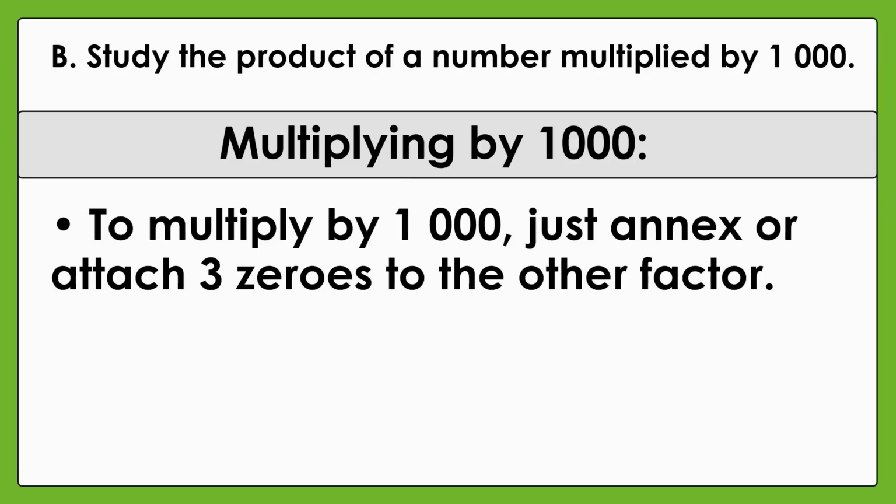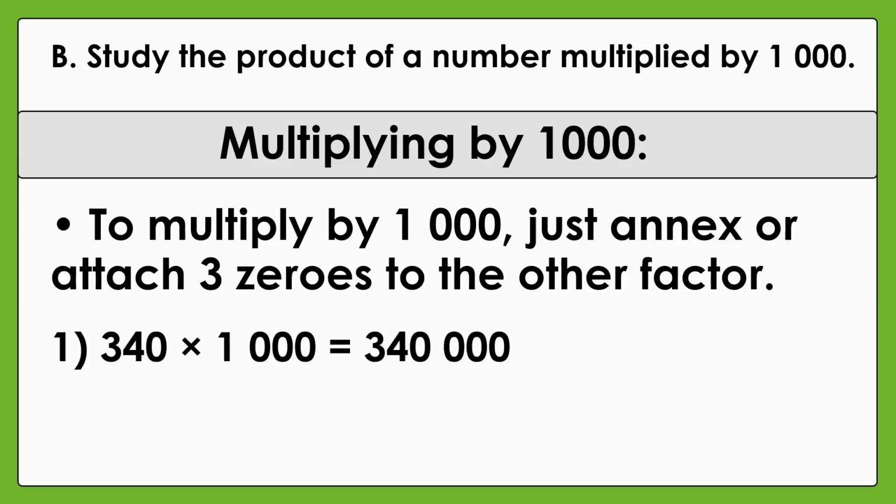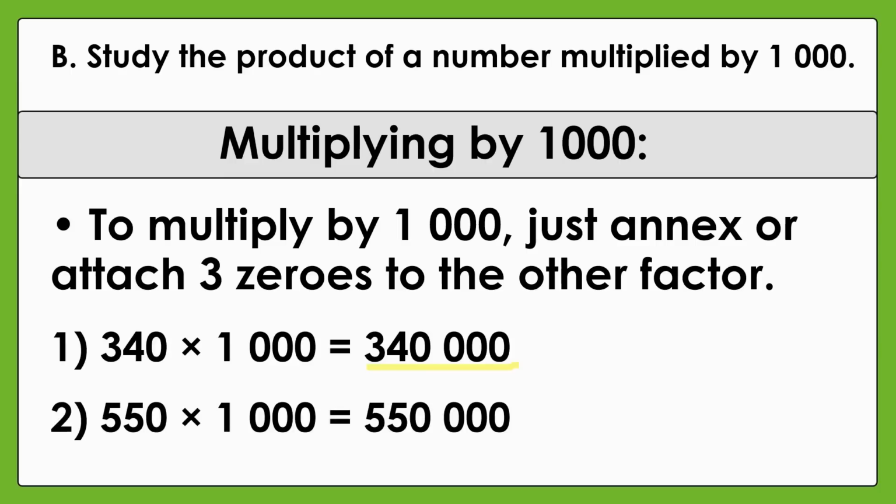Multiplying by 1,000. To multiply by 1,000, just annex or attach 3 zeros to the other factor. Example number 1, 340 times 1,000 is equal to 340,000. Number 2, 550 times 1,000 is equal to 550,000.